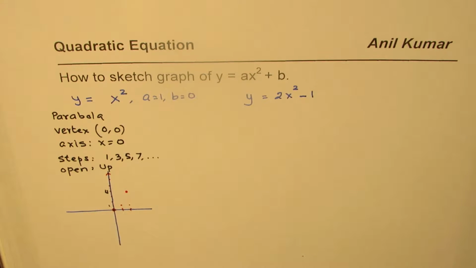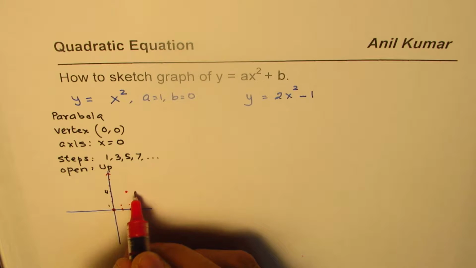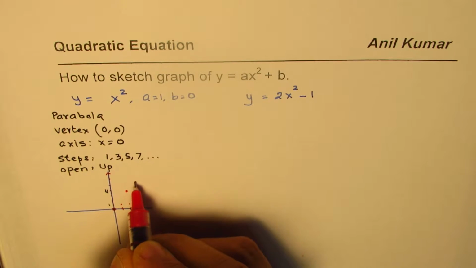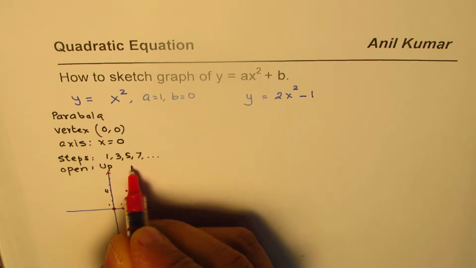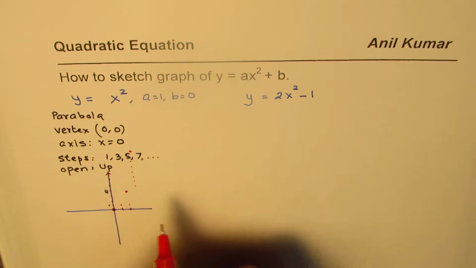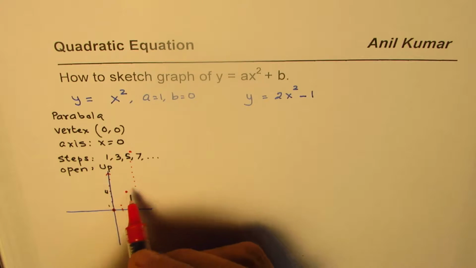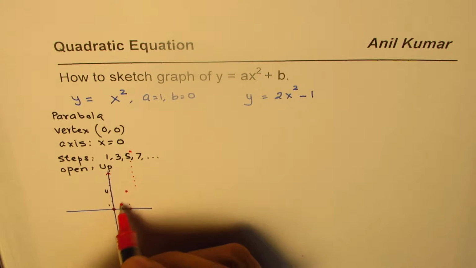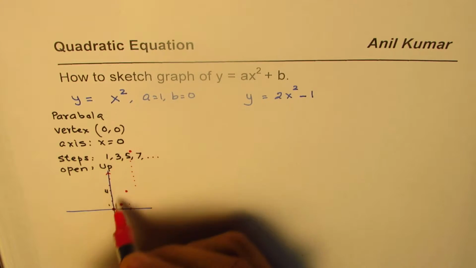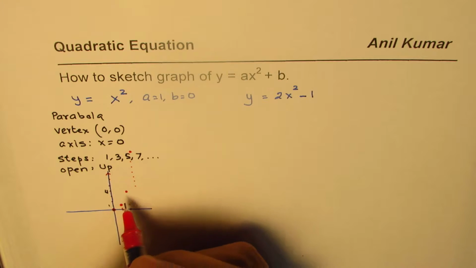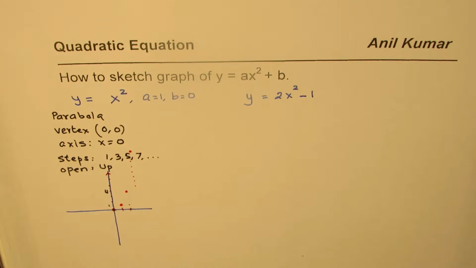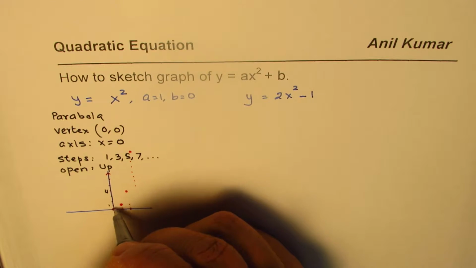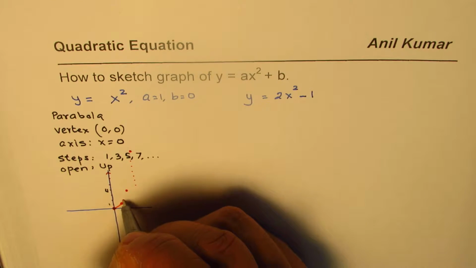Okay. And next time, when you move another step to the right, you move 7 up, right? So if you go 1, 2, 3, 4, 5, 6, 7, you can reach there. So these are the points. We got 4 of these points, starting with the vertex on the right side. These points can be connected to sketch the graph. So let me just connect these points now. So we have one side of the graph which is kind of like this.